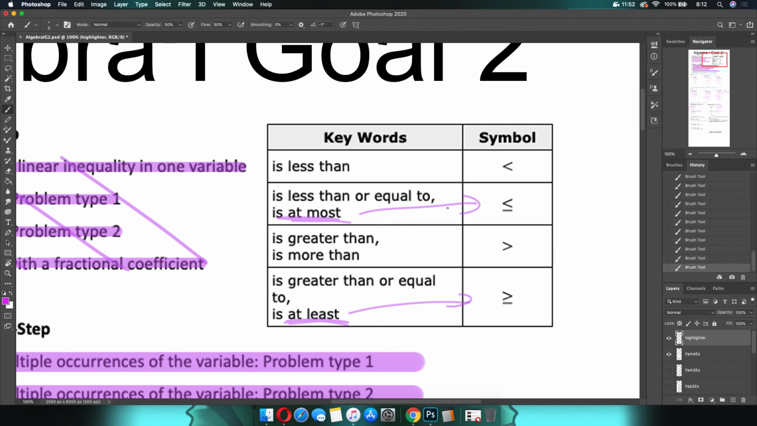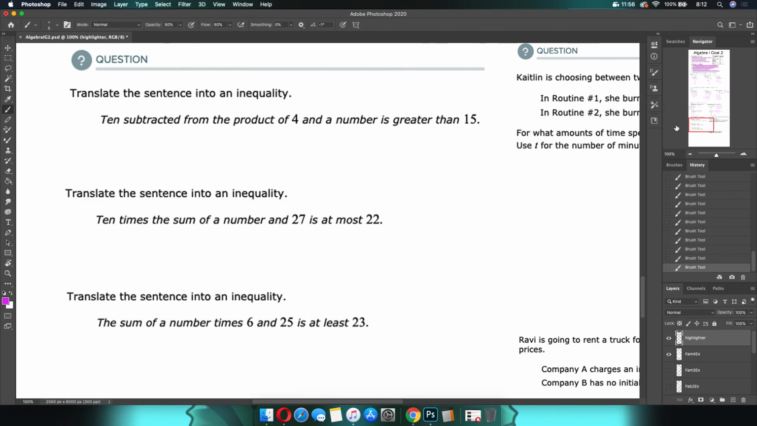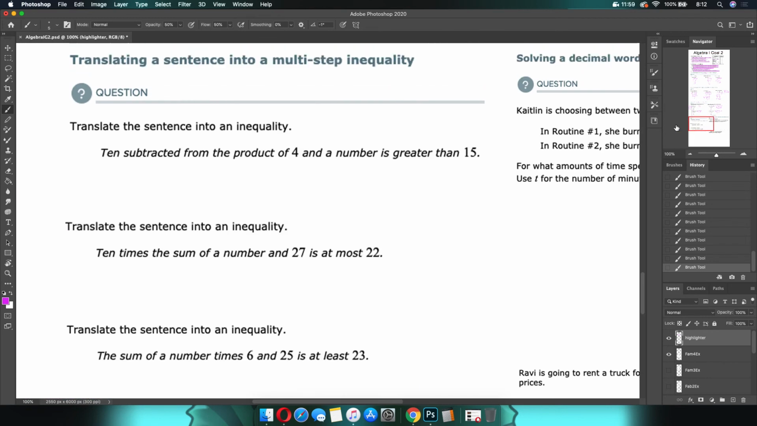Because the next topic we're going to be doing yet more translation, all right? So here we go. Multi-step inequality. Translate into an inequality. So there's no solving here.